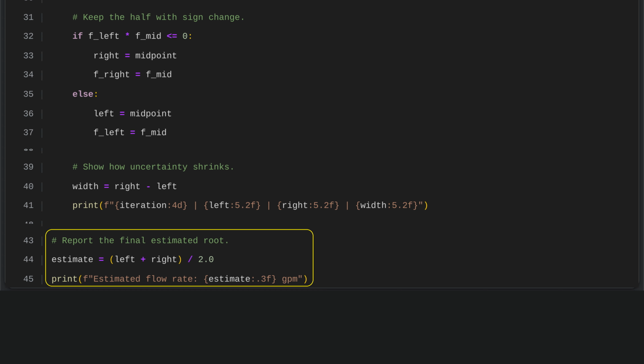To finish the bisection method, we average the current left and right endpoints to estimate the root. This midpoint is the best approximation within the interval, and the resulting flow rate is reported to 3 decimal places.